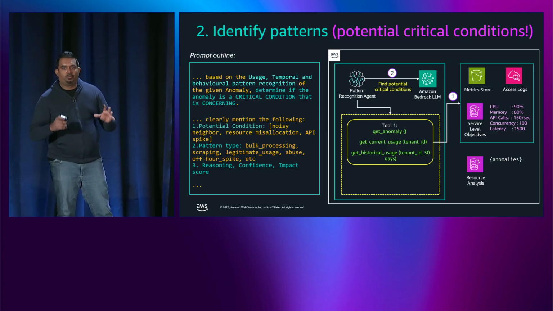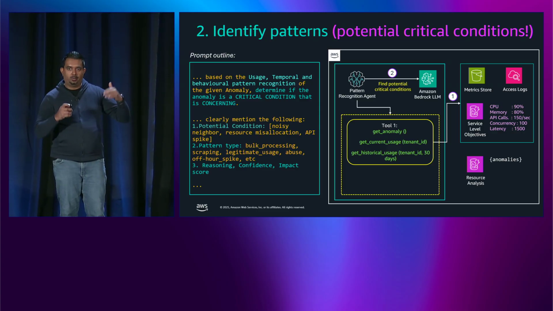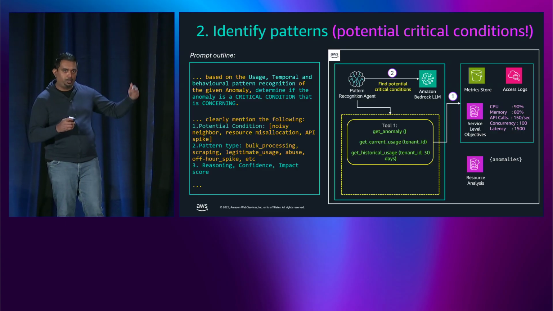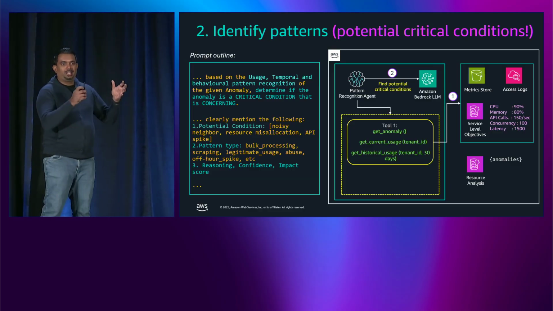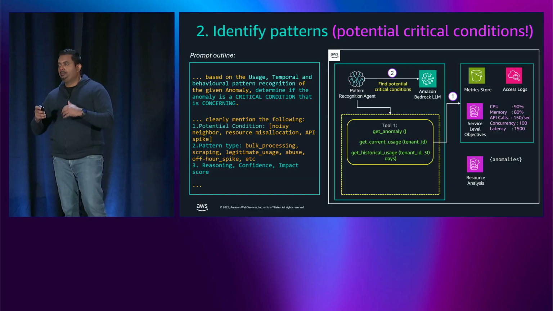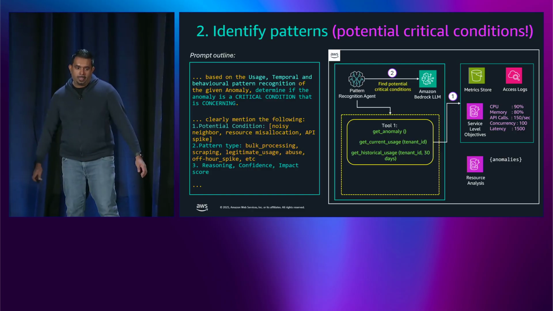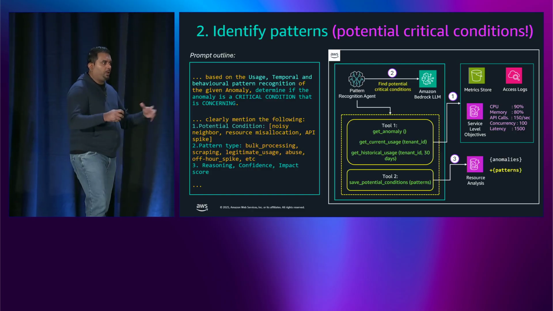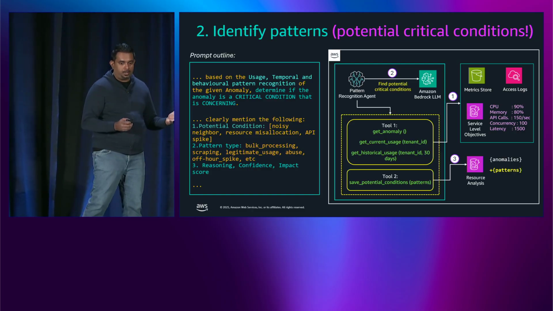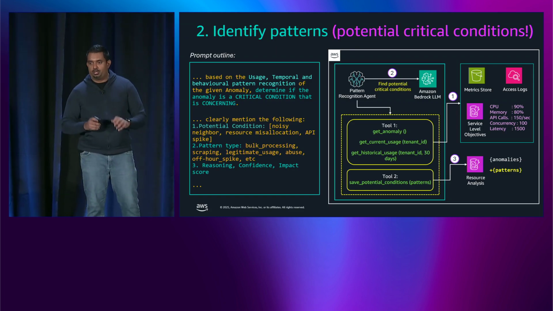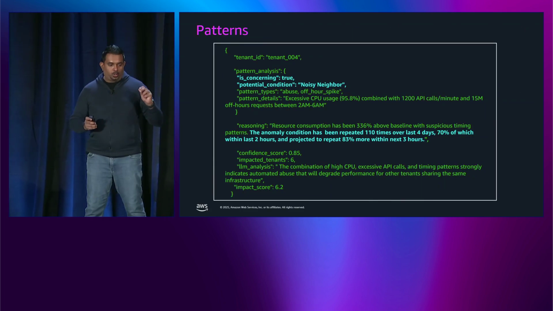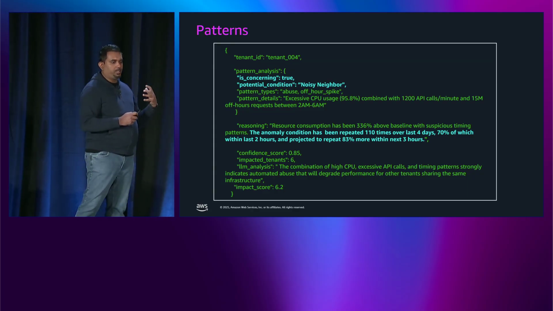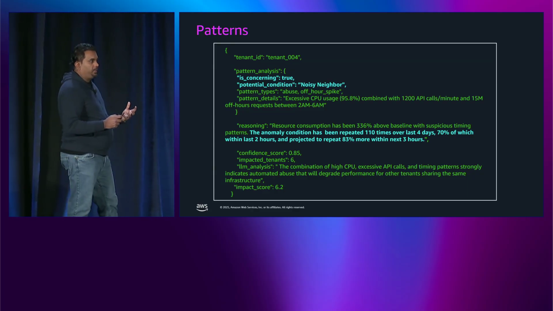So the agent will know how many times this anomaly, or something similar to it, has been repeated in the past, and what the criticality and importance of that is, so that it can map the anomaly to a critical condition. Once we identify any potential patterns like that, we will log them in the resource analysis data store and move forward. These potential patterns will clearly mention what the concerning condition is.